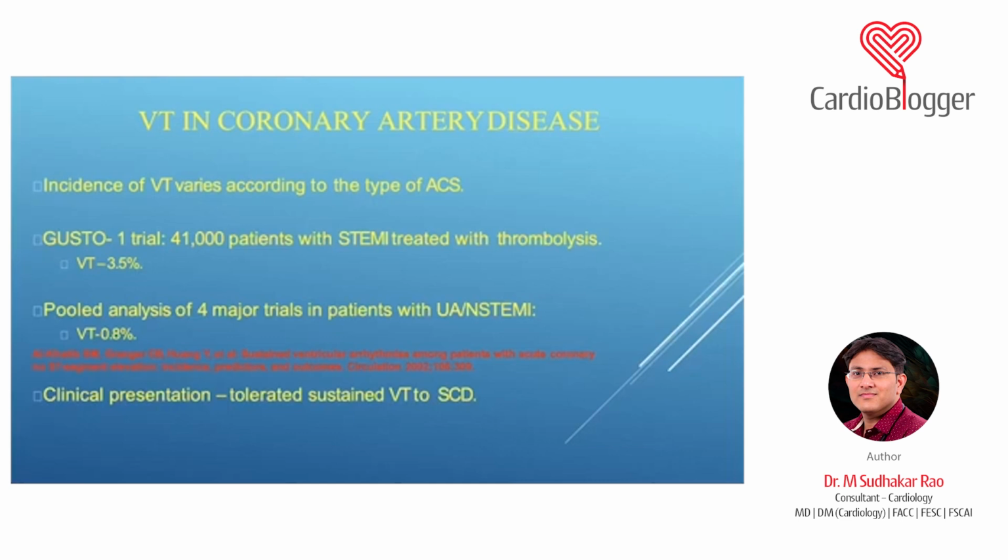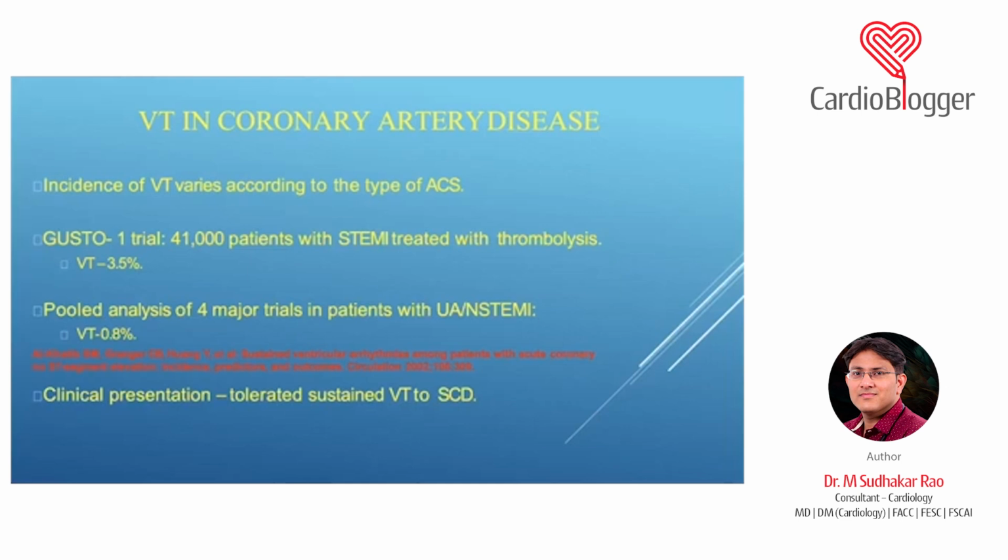Now, how common is ventricular tachycardia in a patient with coronary artery disease? In the previous trials of STEMI patients treated with thrombolysis, the VT was as common as 3.5%. So 3 to 4 patients out of 100 will have a ventricular tachycardia, and most of the time in acute MI it is polymorphic VT. In a patient with unstable angina and NSTEMI, it is not very common, less than 1%. So it is more common in the presence of acute MI, because there can be various mechanisms like re-entry or automaticity.